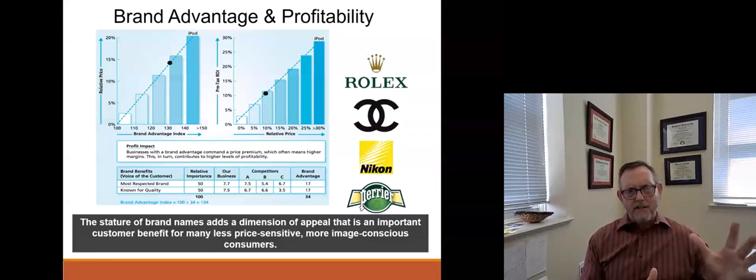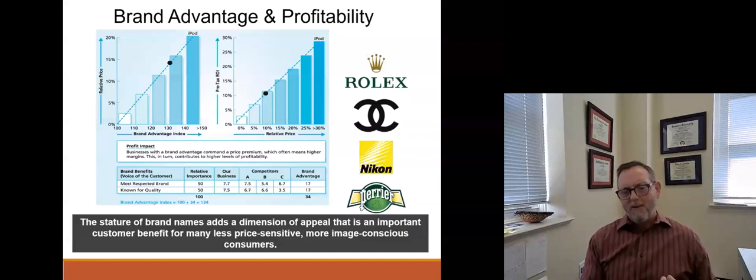The chart on the left helps us look at brand, and some of the axes change a little bit. I'm not sure I love these charts, other than to know that the more brand value you have, the greater the price premium you can charge. That's really that left chart.